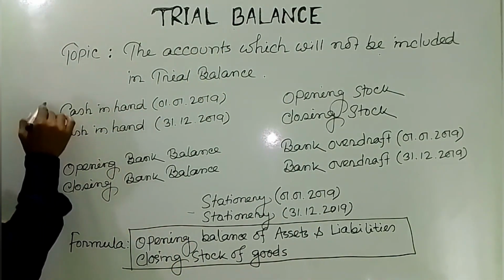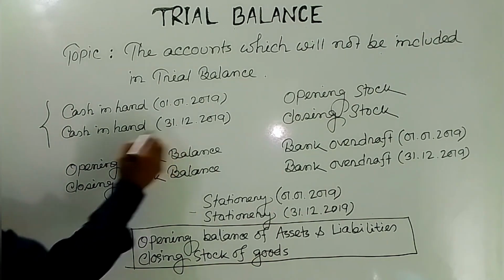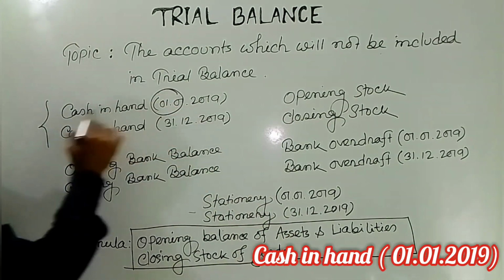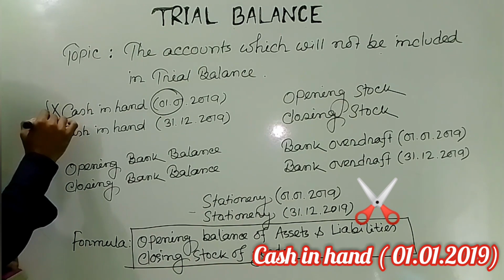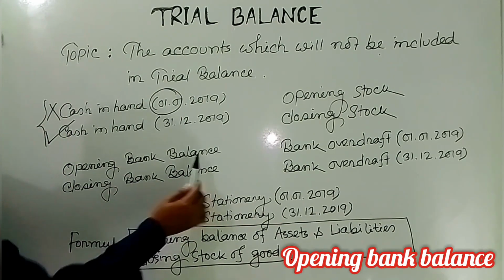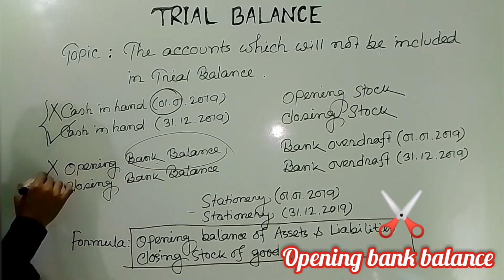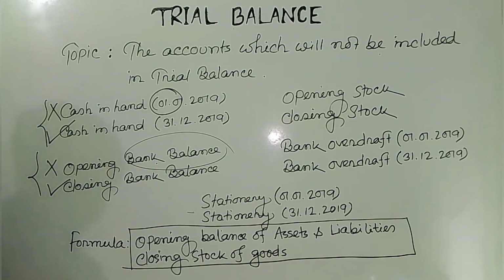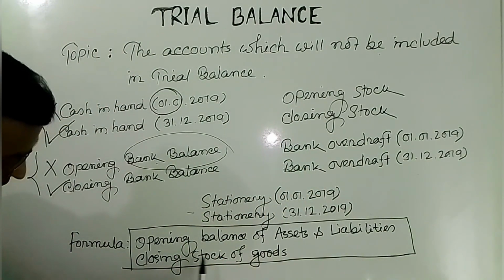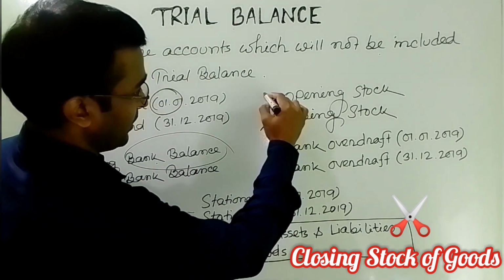Now, look at this pair. Cash in hand 01/01 means the first date of an asset. Here is the last date of an asset. Now look at the formula. Opening balance of asset will not be included here. Clear? Then the closing balance will definitely come. Next one, opening bank balance. You know bank balance is what kind of asset. So opening bank balance will not be included and closing bank balance will definitely count. Okay. Here opening stock and closing stock. Look at the formula. Closing stock of goods will not be included in trial balance. So closing stock will not be included here, and opening stock will come.